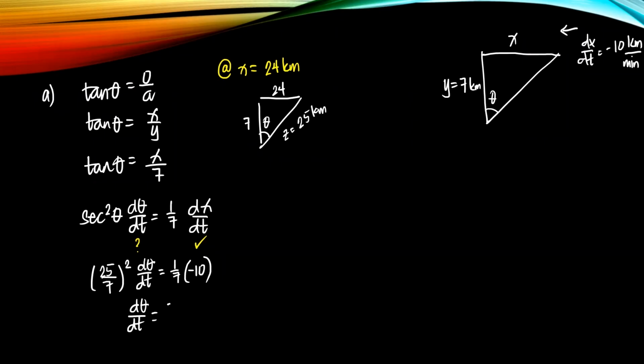So negative 70 over 625. Am I correct? And then let's simplify this. 70 divided by 5, how much is it, guys? 14. What is 625 divided by 5? Is it 125? Am I correct? What's the answer? There, no? Negative 14 over 125 rad per second is the answer.